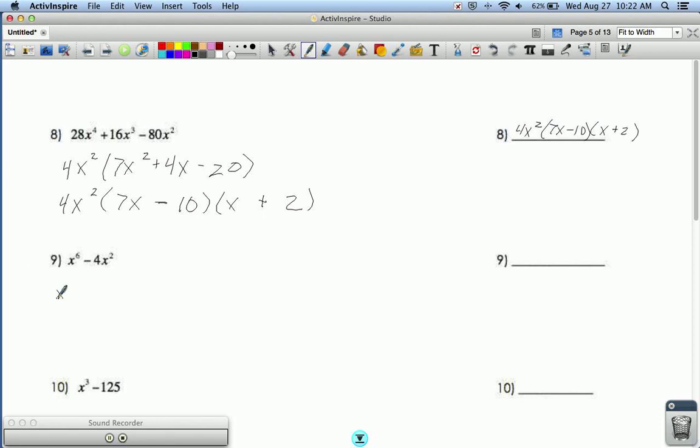Let's take out an x squared. We're left with x to the 4th minus 4. That gives us a difference of squares, which would be x squared minus 2 and x squared plus 2. So x squared minus 2, and x squared plus 2.